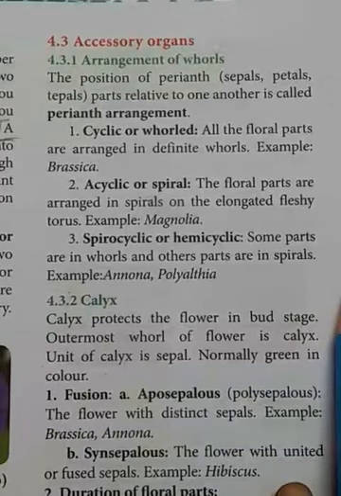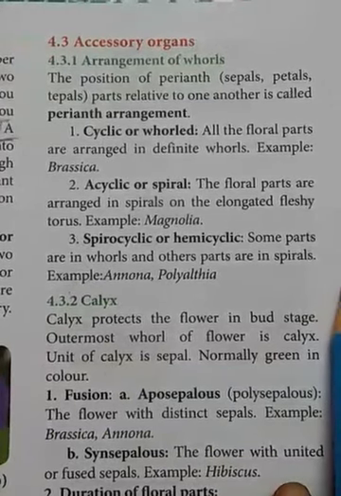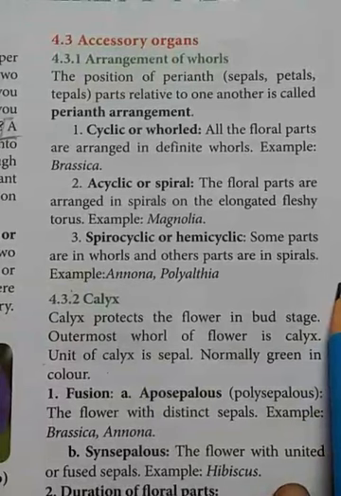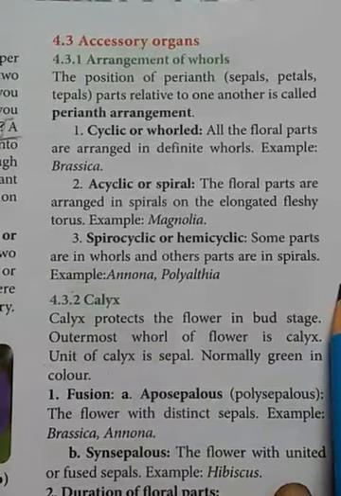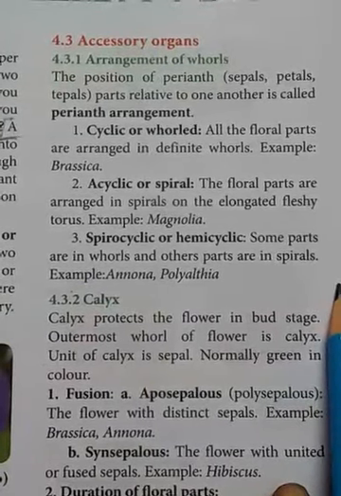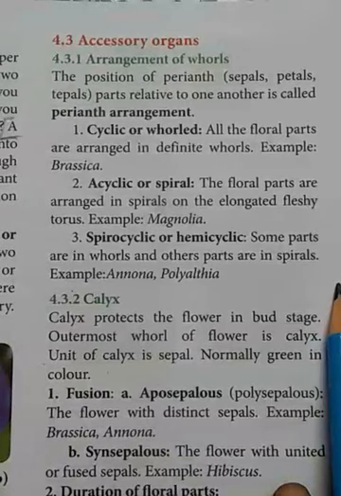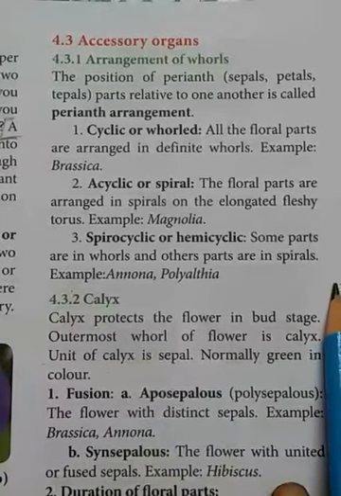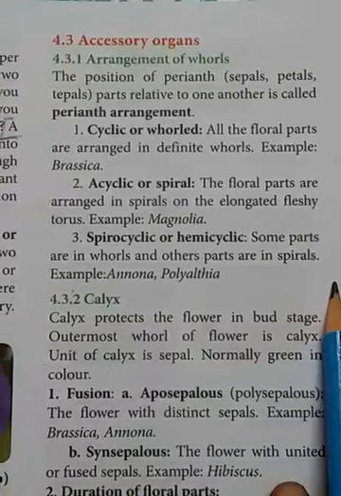As we know, in a flower we can classify the parts of the flower into four whorls. The outermost whorl is called the calyx. Next the corolla. Next comes the third whorl, that is the androecium, and the fourth whorl, gynoecium.